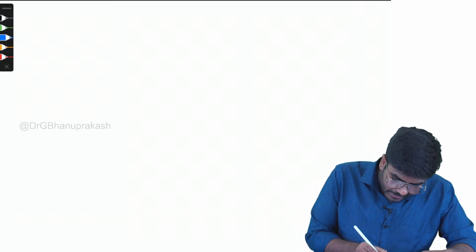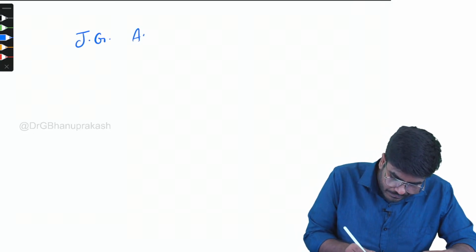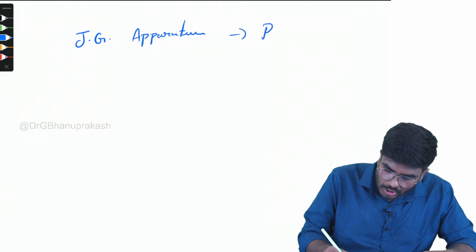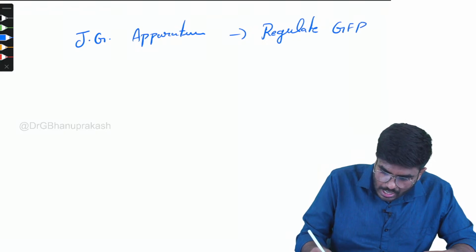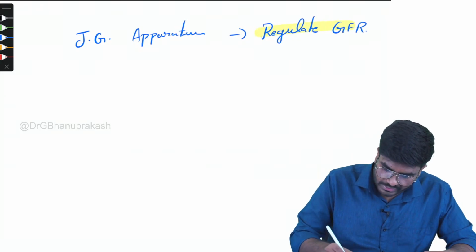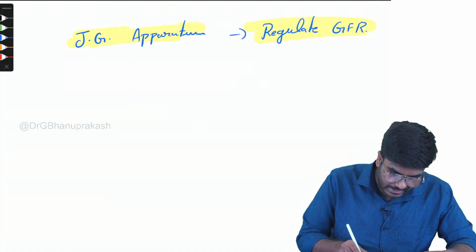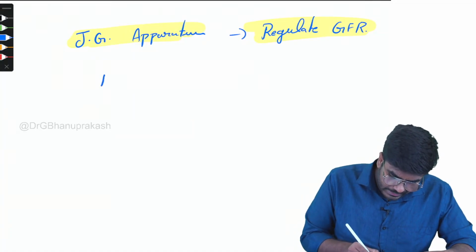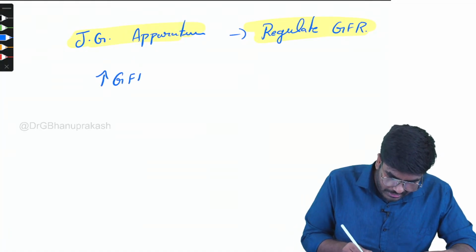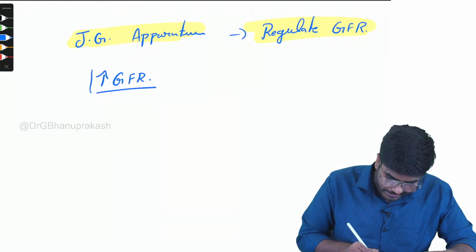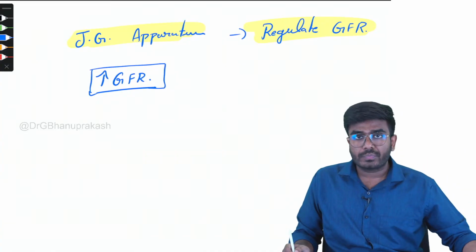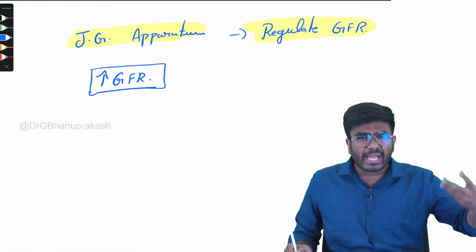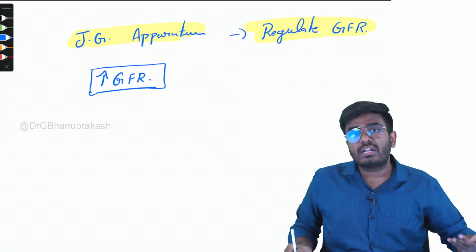Okay, this JG apparatus maintains or regulates GFR. How, sir? How? Now we will see how it is regulating the GFR. Now let's take a condition where the person's glomerular filtration rate is increasing. Instead of 125, it is getting more and more. Okay, hyperfiltration is happening. If hyperfiltration is happening, that will cause damage.